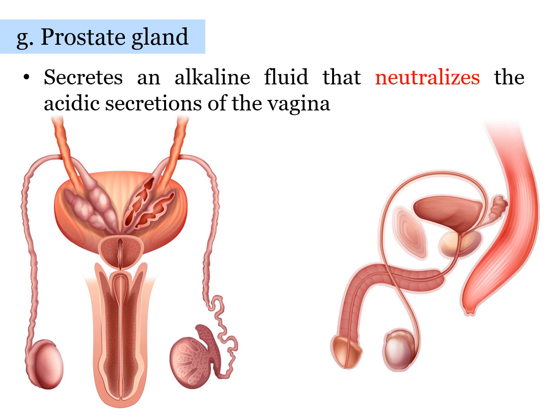The prostate is a walnut-sized gland located between the bladder and the penis. The prostate is just in front of the rectum. This gland secretes an alkaline fluid that can neutralize the acidic secretions of the vagina.